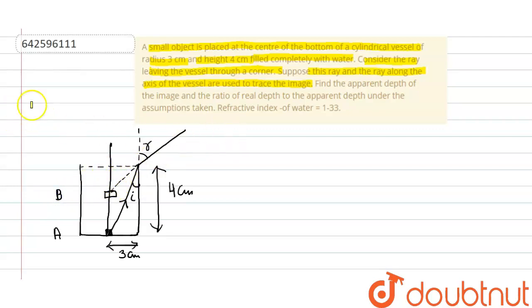So let's further read the question. Find the apparent depth of the image and the ratio of real depth to apparent depth under the assumptions taken. Refractive index of water is 1.33. So refractive index of water is given to us, which is 1.33, and they asked us to find the depth of image. Image is formed here and our real object is here. So this will be the apparent depth and this 4 centimeter will be the real depth.